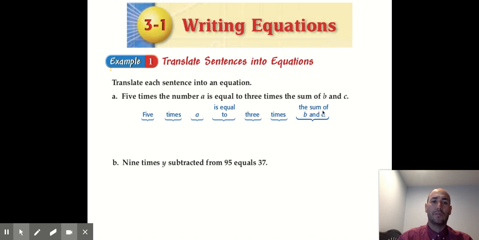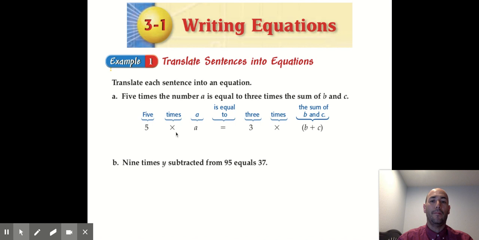If you remember, sum is addition. That's an addition problem there. So I'm going to do the sum of b and c, so I know b and c need to be added together. If I start to write my stuff out, I have 5 times a is equal to 3 times the sum of b and c. This is a place where I want to use grouping with parentheses to make sure that those get added together before anything else happens, like getting multiplied by 3.